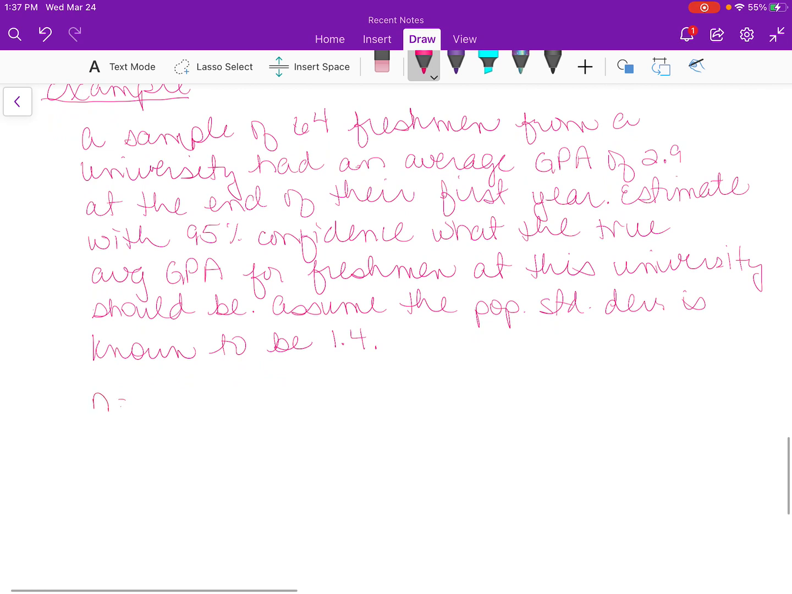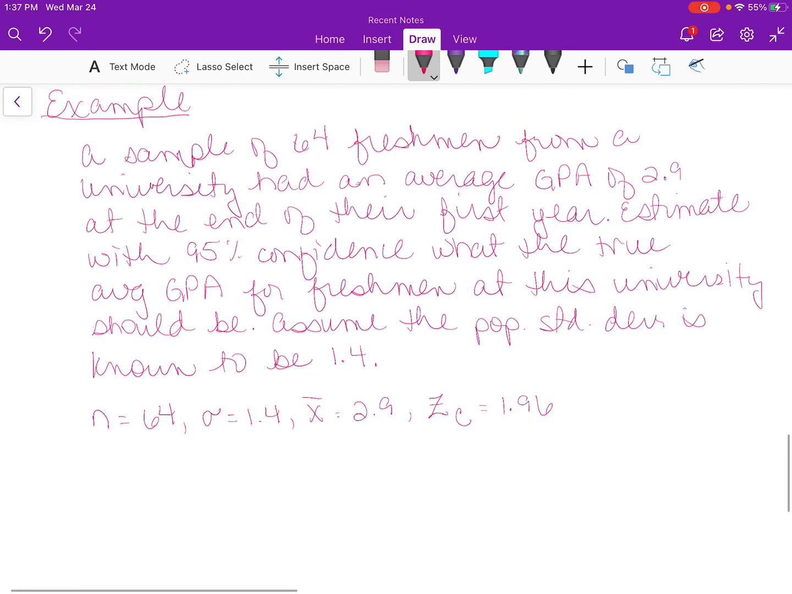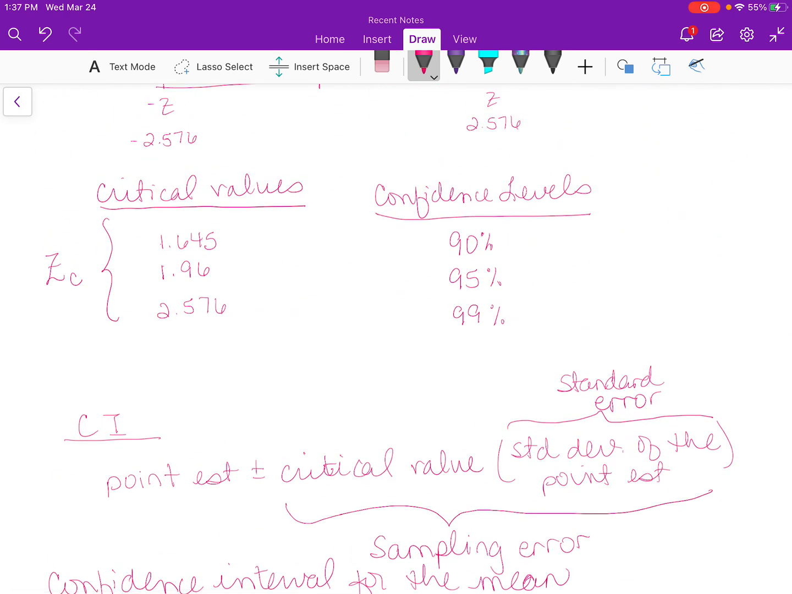So I have an N, it's 64. I have a sigma, which is 1.4. I have an X bar, which is 2.9. And I have a confidence level of 95%. So my Z of 95%, based on my table from above, was 1.96. Or my Z sub C is 1.96. And again, that's based off of 95% confidence. And if you look back up here, for 95%, my Z score is 1.96.